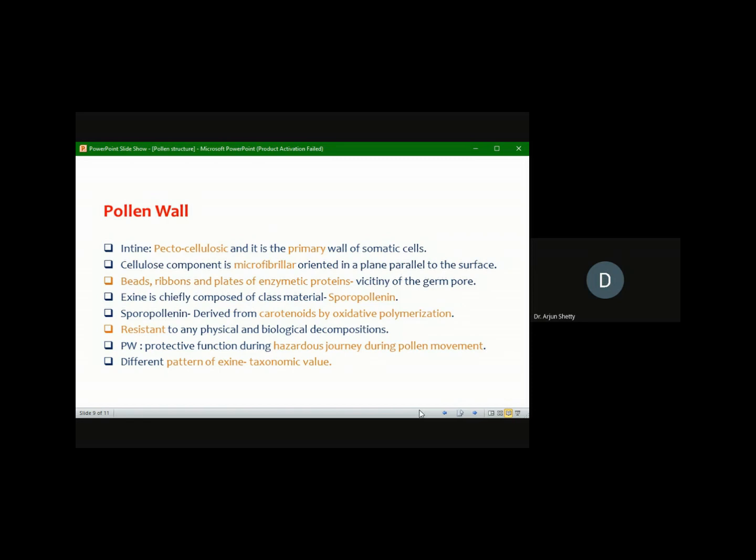Why? Because these three different structures will release a specialized chemical or enzyme which will allow the components present on the germ pore to break down, so that the vegetative tube can come outside through the germ pore.